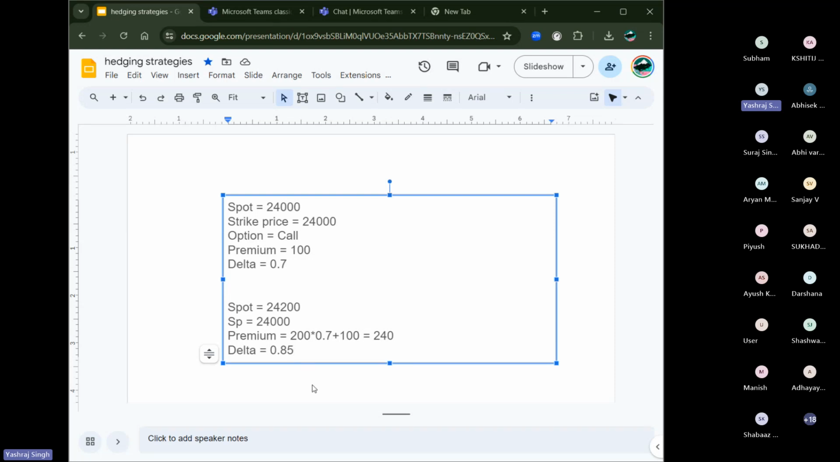Now, if it goes to 24,600, you need to think in probabilistic terms. If the market is moving up, the people who hold these options are quite confident now, and the probability is also increasing. That is basically measured by delta. Intuitively, you can understand it like this. Is that okay?